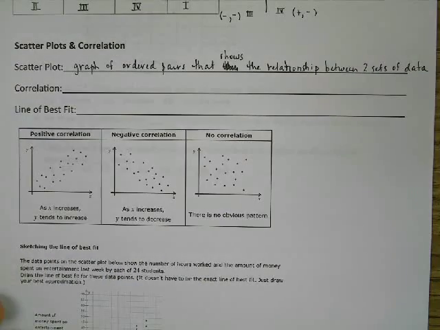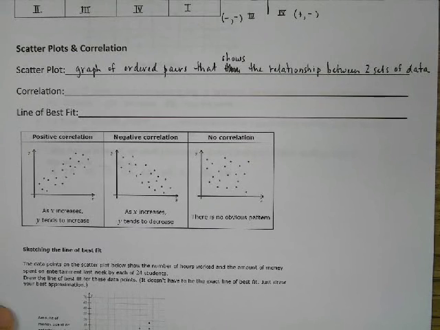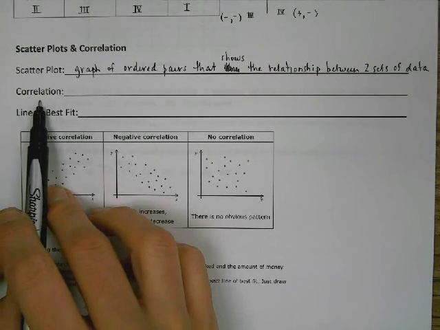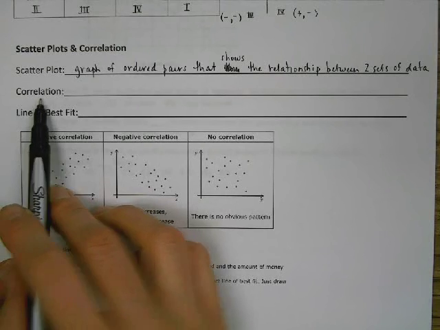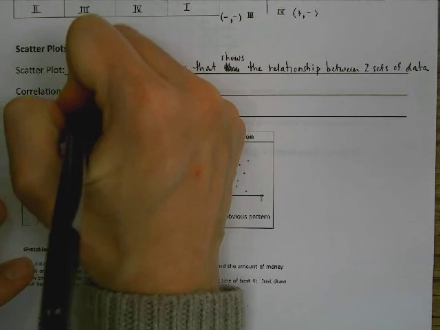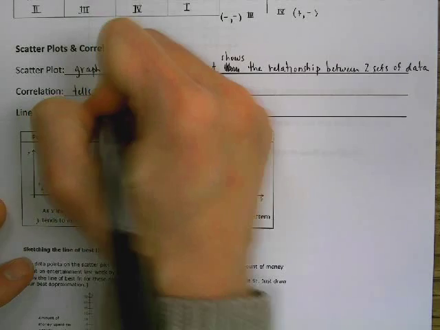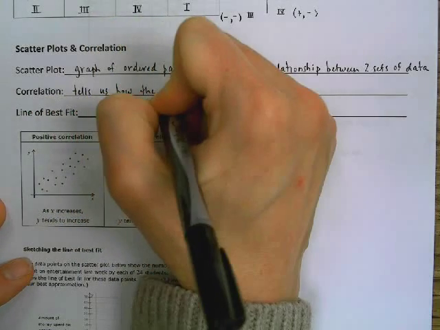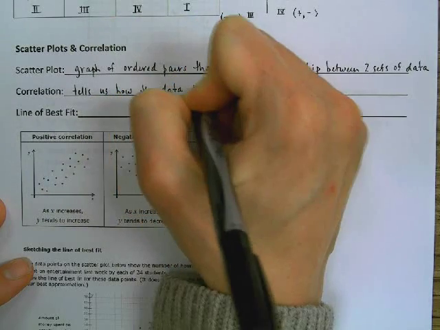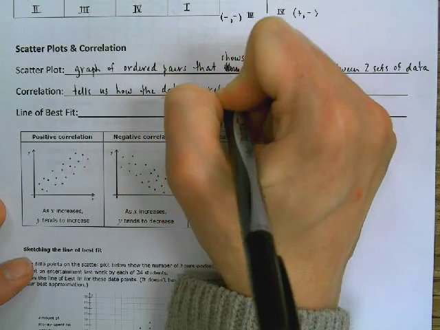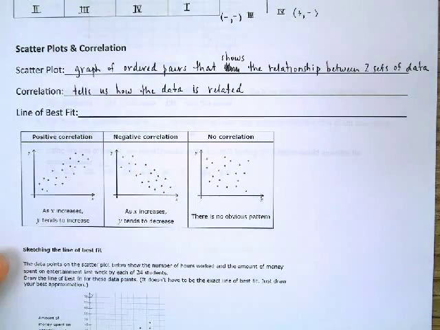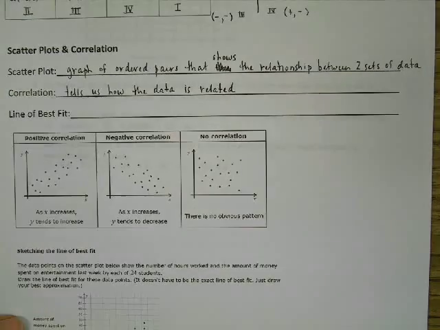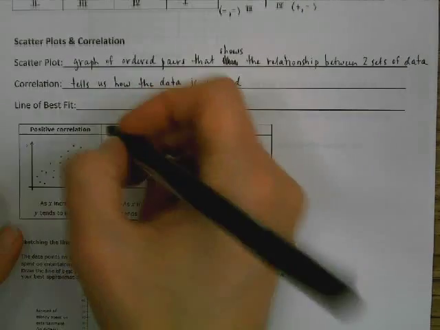Okay, it's just going to show us how some things are related. And the correlation is exactly what's going to tell us how they're related. It tells us the relationship, or how the data is related. And we'll look at some specific examples to talk about this in a second. And then last, we'll be looking at lines of best fit.